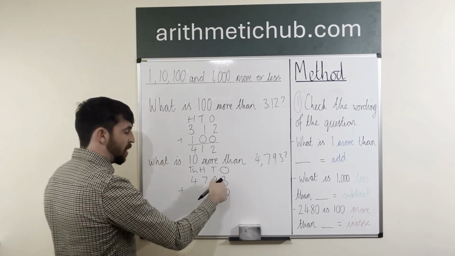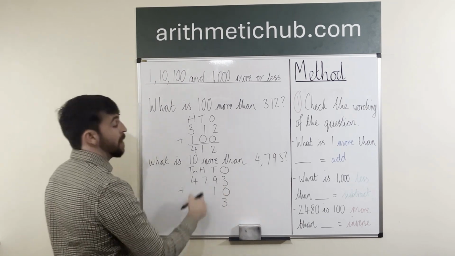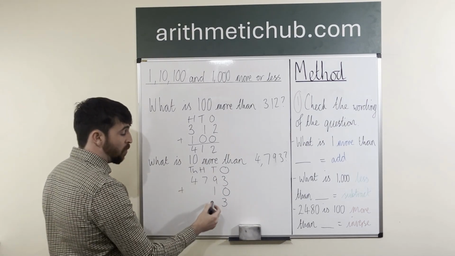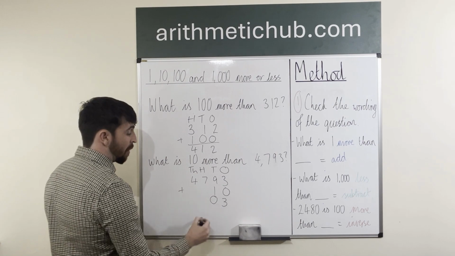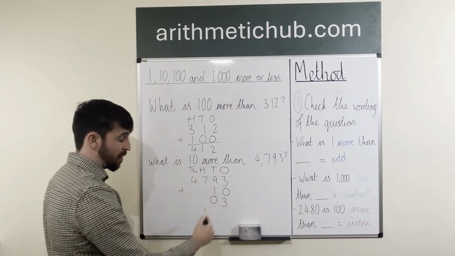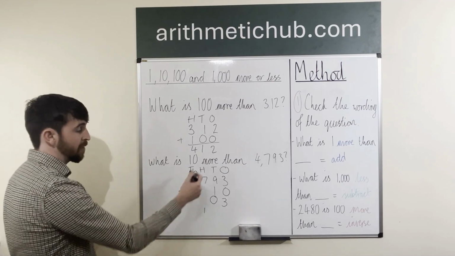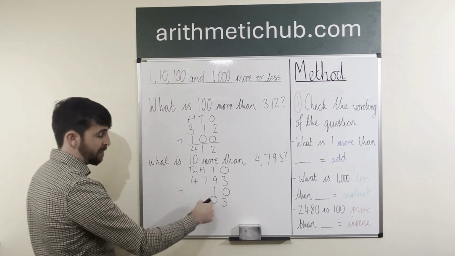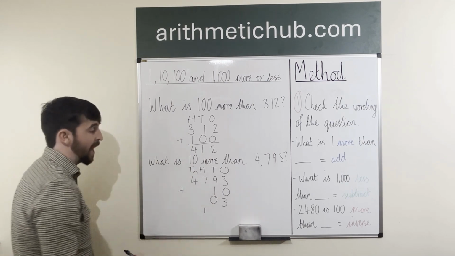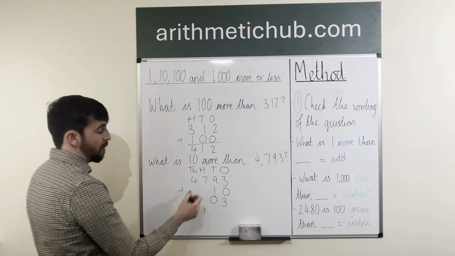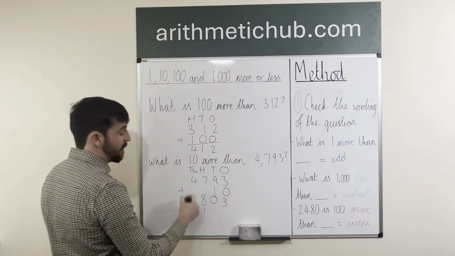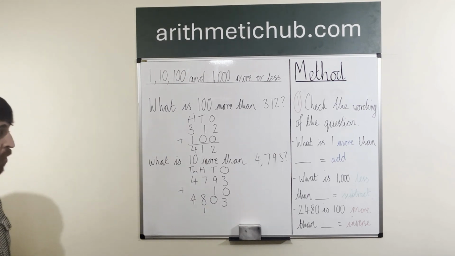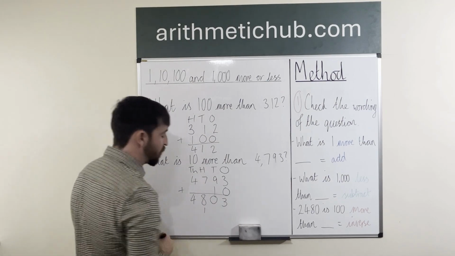We start in our ones column, 3 add 0 is going to give us 3. Then we move to our tens column. Now we've got 9 add 1. So 9 add 1, we're actually going to have to put it as 10 like this, aren't we? So we're going to have to carry our 1 over to our hundreds column. Okay, so 9 add 1 has given us 10. 0 goes in the answer, 1 we carry down. Hundreds column, 7 add 1 is going to give us 8, and then thousands column, 4 add nothing is going to give us 4. So then we've got our answer, 4,803.